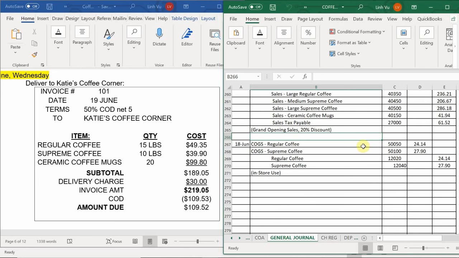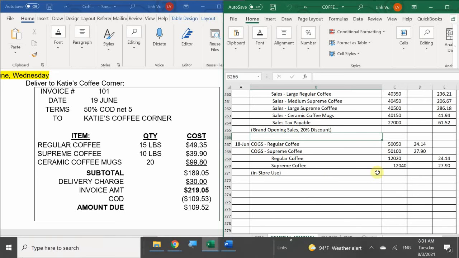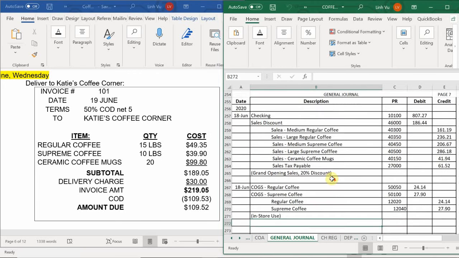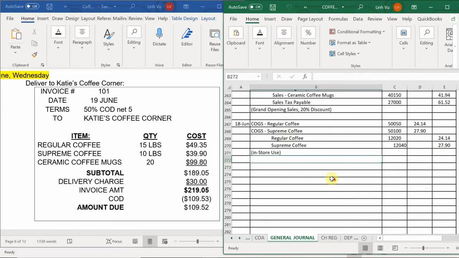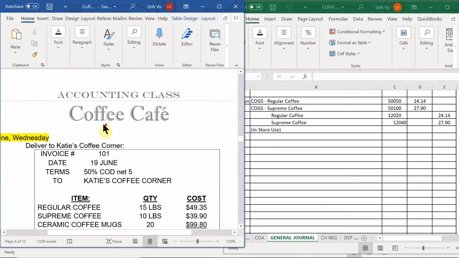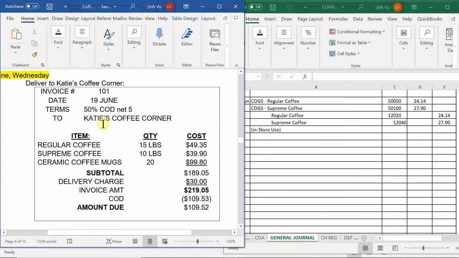All right. So this is where we left off, right? We just finished entering in our in-store sales on the 18th. So now we are on a fresh new day, and our very first thing that we have here is we're delivering coffee to Katie's Coffee Corner. Okay, how should I journalize this transaction?